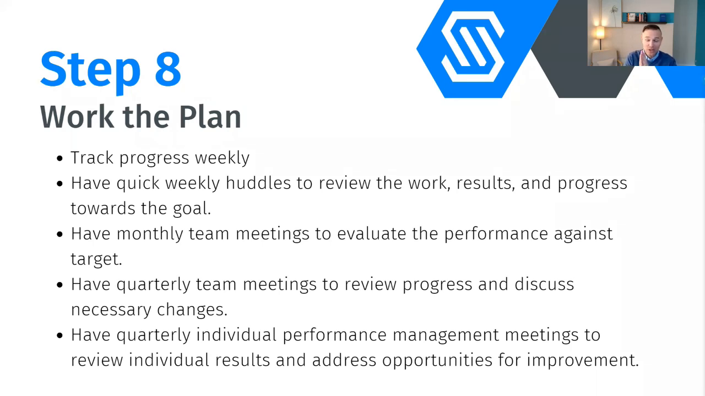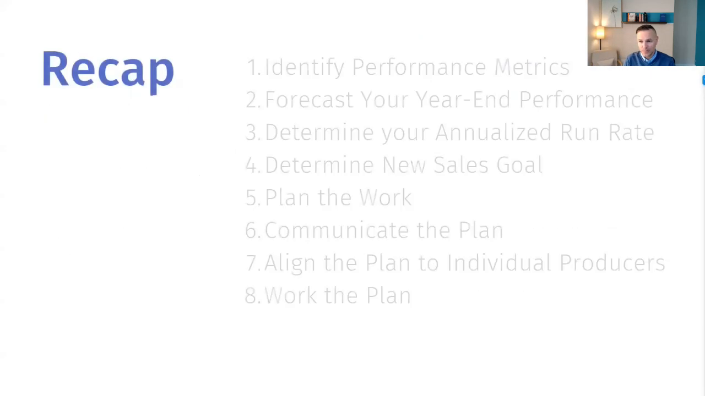And then also quarterly, individual performance management meetings. This is where you're reviewing your individual results and you're addressing the opportunities for improvement. This is where you're talking about your individual producer's performance and saying, hey, this is what our goals were. This is what we achieved. Some of the things that I've identified that we should work on are this, and this, right? And then we can work on those things to help improve our people and ideally become better at this process.